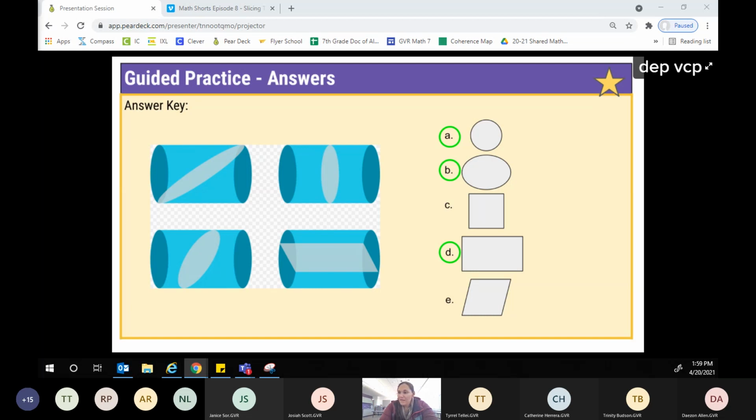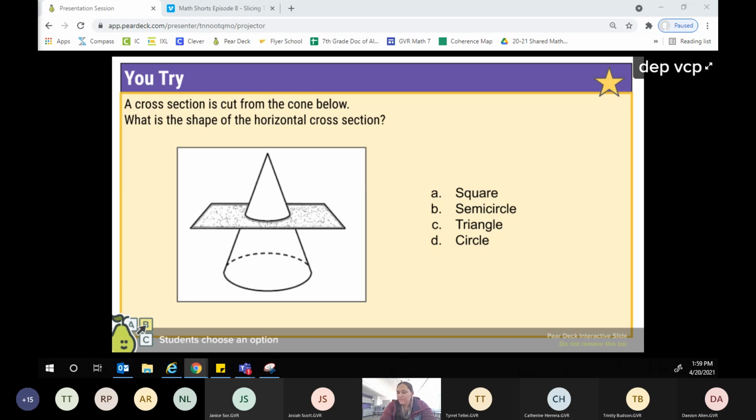So let's take a look at a cone. Here's a cone, and we want to make a cross section. This is a horizontal cross section like this. So go ahead and pick what shape you think this cross section will make. Is it going to be a square, a semicircle, a triangle, or a circle?